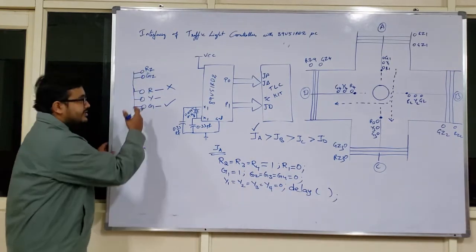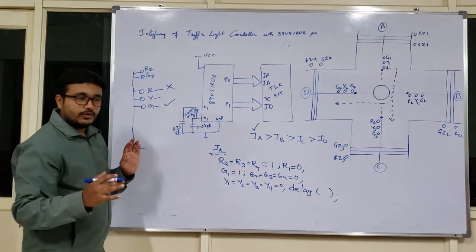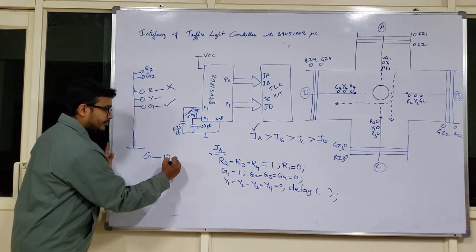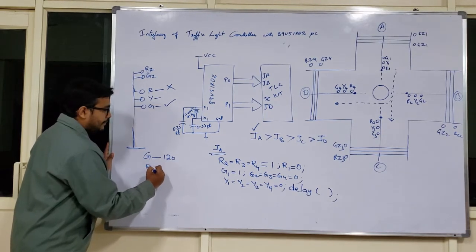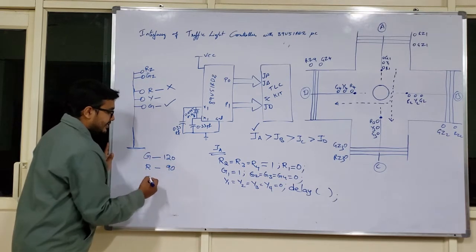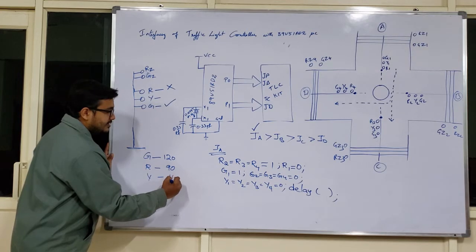Now let us come back to here. Generally in a 4-way junction road, your green lamp will be on for 120 seconds. Your red lamp will be on for, let me take a value of 90 seconds, and your yellow lamp will be on for 10 seconds or 20 seconds.